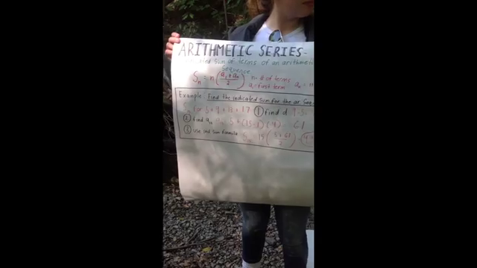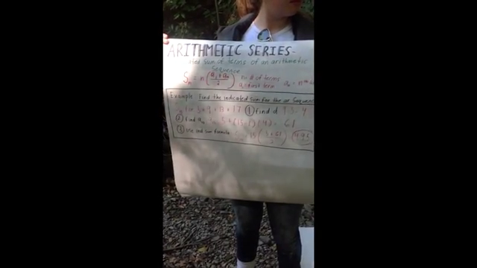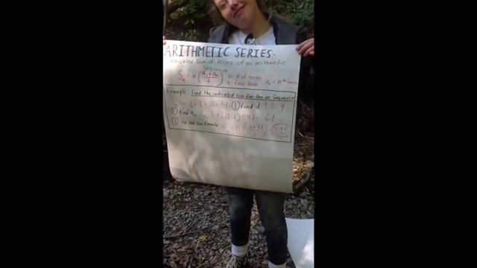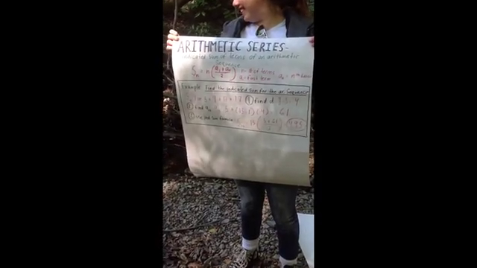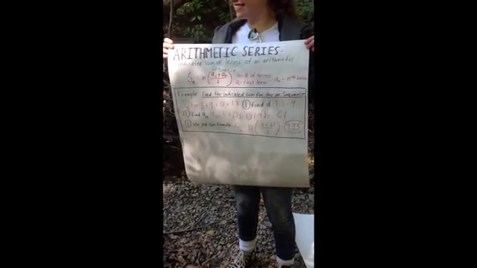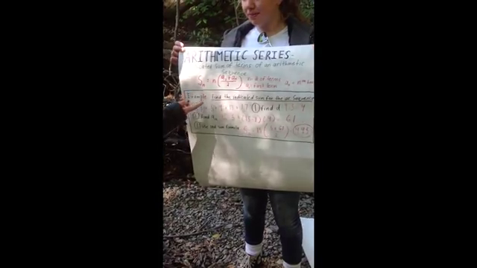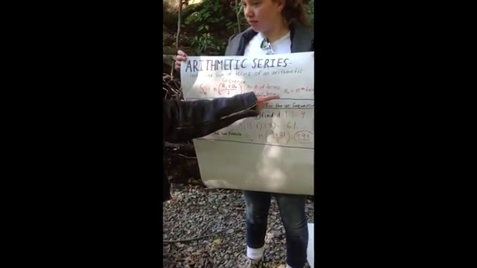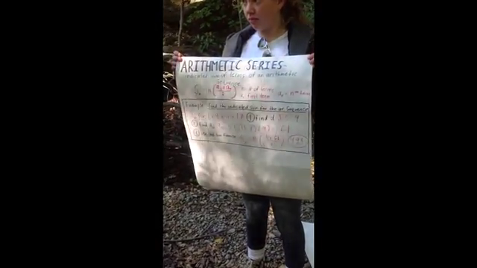An arithmetic series is the indicated sum of terms of an arithmetic sequence. This can be found using the formula S_n equals n times (a_1 plus a_n) over 2, where n is the number of terms, a_1 is the first term, and a_n is the nth term.